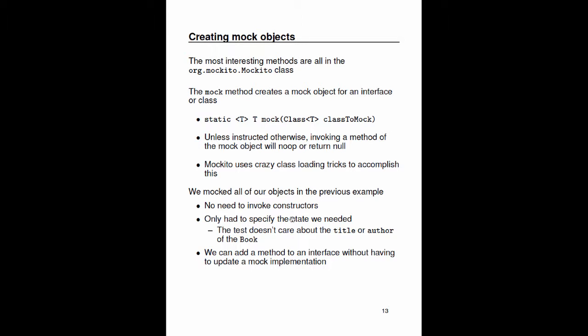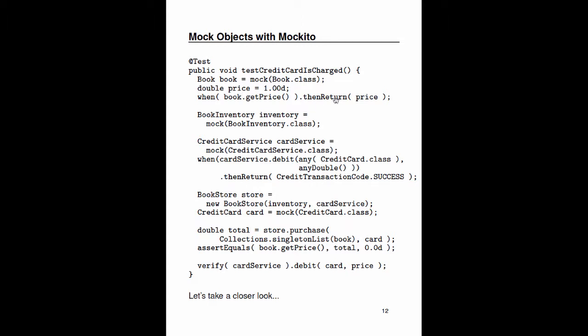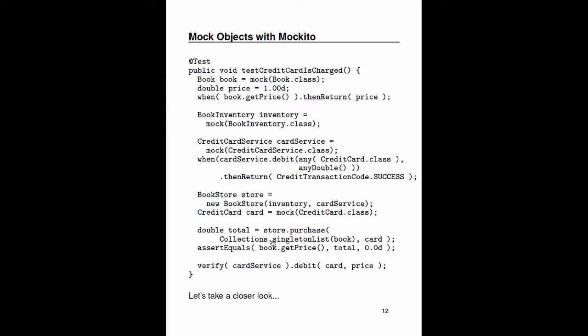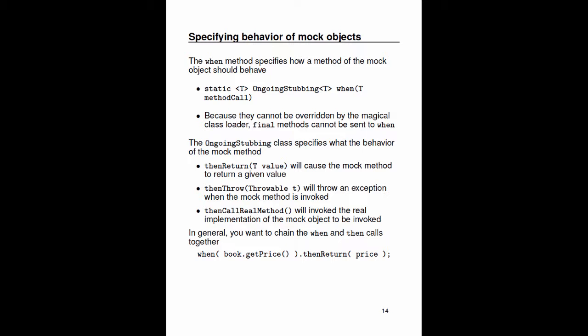And notice we only had to specify the state that we needed. Here again, the book instance that we created, we just specified what the price should be. We don't care what the author or the title of the book is. And by only specifying the functionality that you need, and because this deals not with direct implementations of interfaces but only with this magical reflection stuff, we can add a method to an interface or change a signature without having to update a mock implementation. So I can add another method to, let's say, the credit card service, and this test, which was pre-existing, wouldn't care. You wouldn't have to go back and change any of this code just to accommodate that new method.